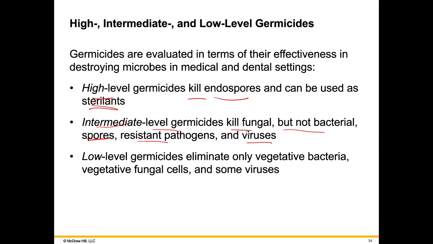Intermediate level germicides kill resistant pathogens and viruses. Low-level germicides, on the other hand, eliminate only vegetative bacteria, fungal cells, and some viruses.